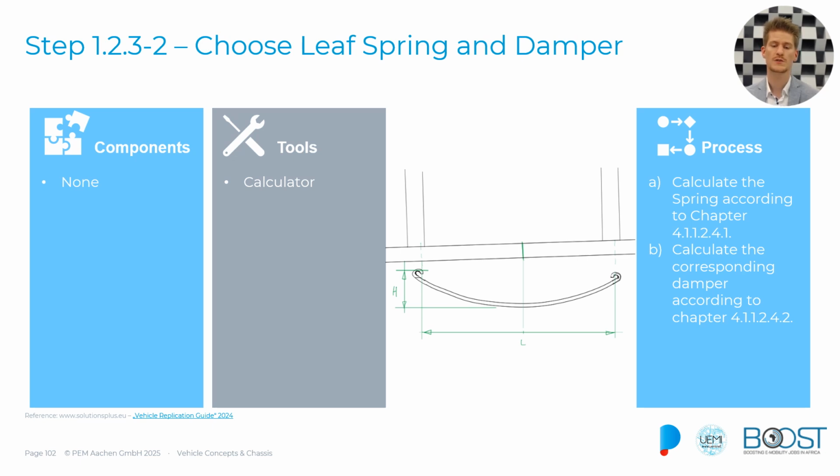Now we will choose a leaf spring and damper. As mentioned before, you need to calculate the spring according to the chapter. You get your length, you get your height, and you get your width, and also calculate the damper corresponding to the instruction we gave before.